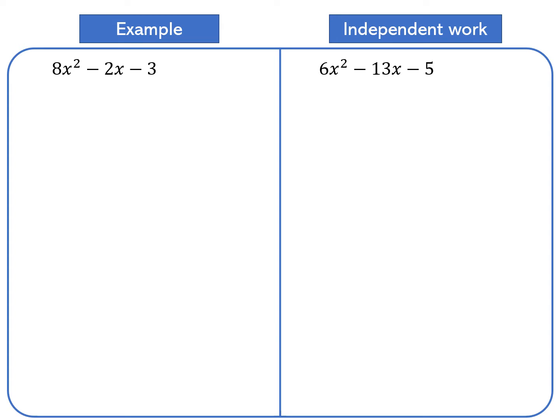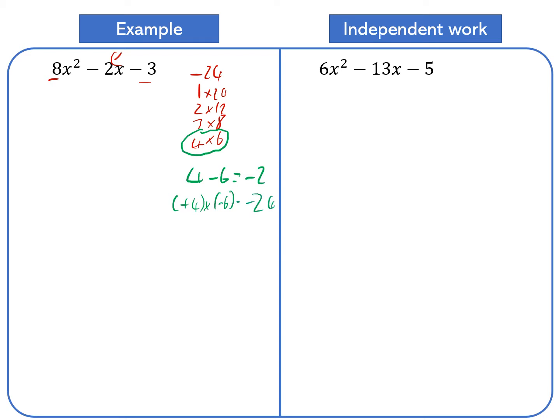First of all, we need to do 8 times minus 3, minus 24. Just get the factor pairs of 24 for now. Got 1 and 24, 2 and 12, 3 and 8, 4 and 6. That's our factor pairs. What can I put together to make 2? Probably 4 and 6, but I need to check for sure. So that will be a minus 6. 4 take away 6 is minus 2. And just double check that. 4 times minus 6. 4 times 6 is 24. A positive and a negative is a negative, which is what we have.